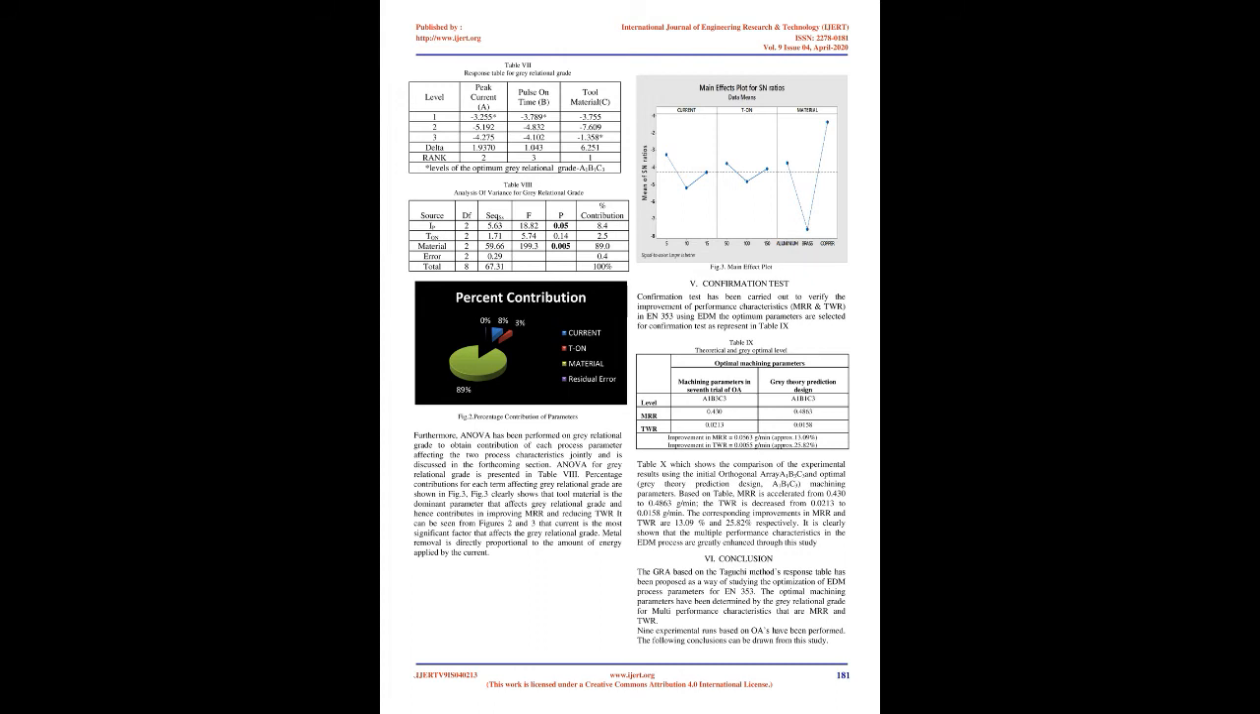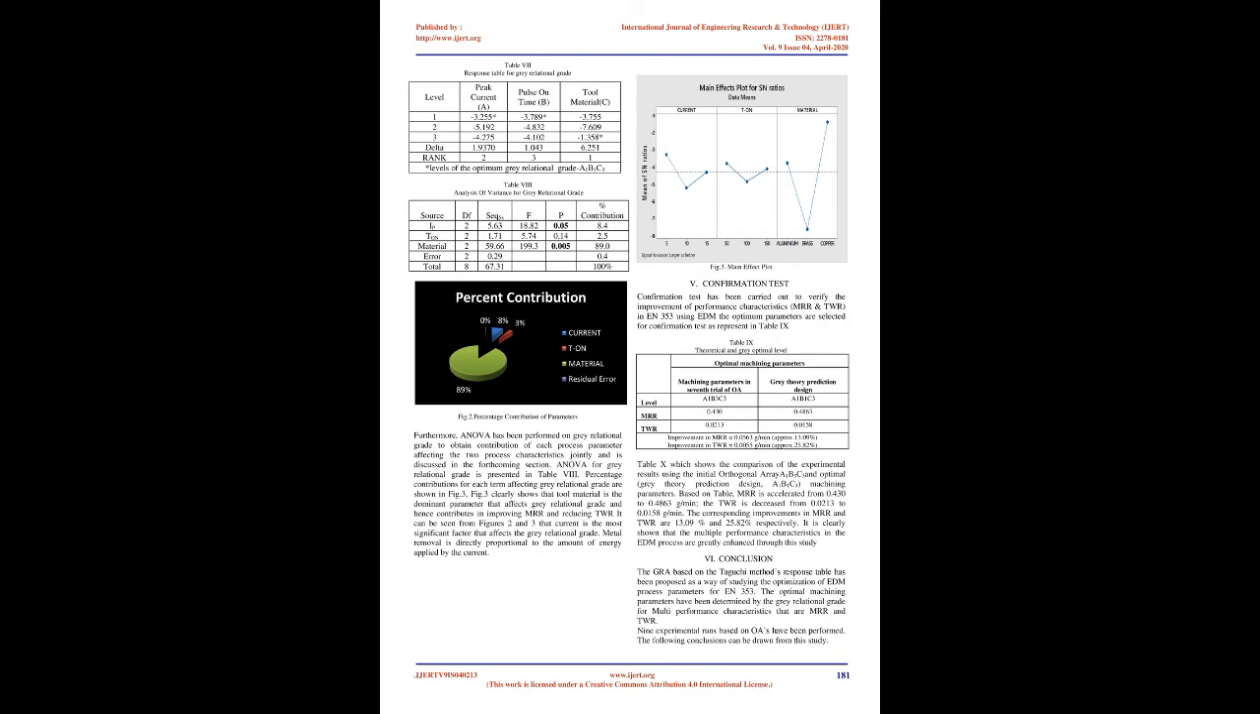Calculation for main effect and ANOVA. Since the experimental design is orthogonal, it is then possible to separate out the effect of each machining parameter on the Gray relational grade at different levels. The means for levels 1, 2, and 3 can be calculated by averaging the Gray relational grade for experiments 1 to 3, 4 to 6, and 7 to 9 respectively, as shown in Table 8.